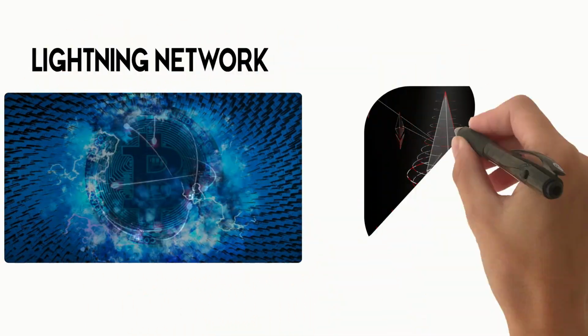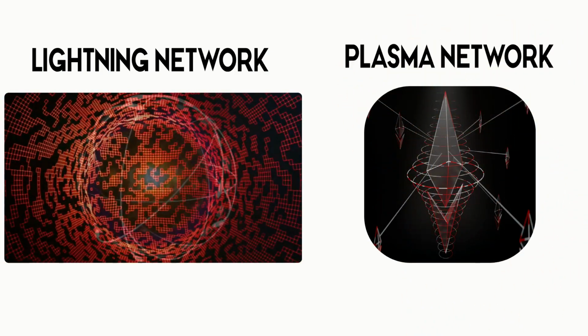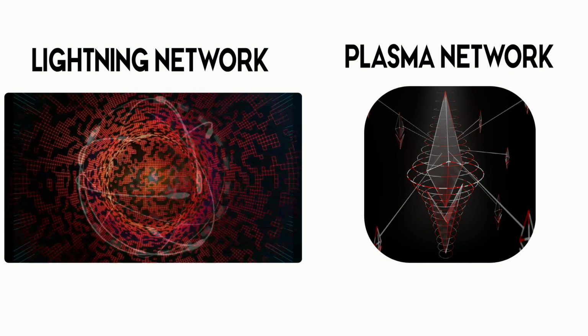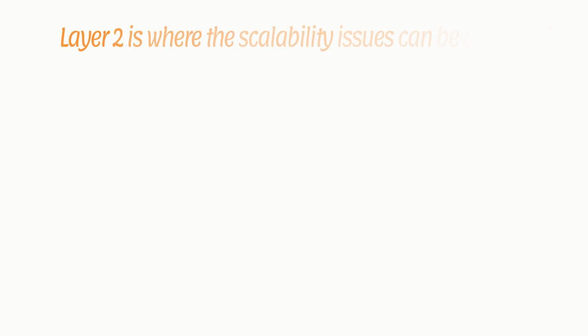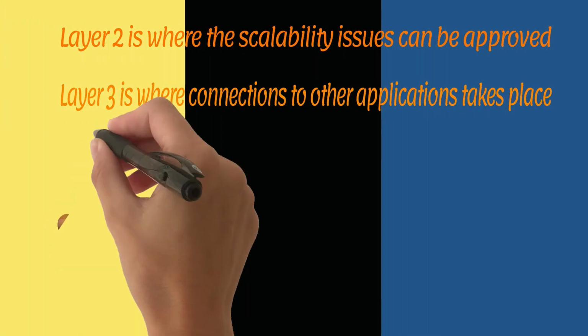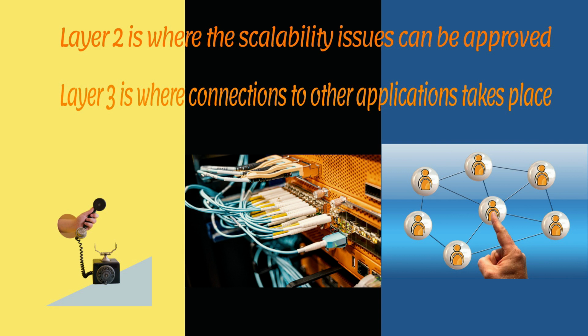Two major examples of Layer 2 solutions are the Bitcoin Lightning Network and the Ethereum Plasma. Despite having their own working mechanisms and particularities, both solutions are striving to provide increased throughput to blockchain systems. Layer 2 is for scaling. Layer 3 is for interoperability. They enable communication, connection, and interaction between various networks and environments.